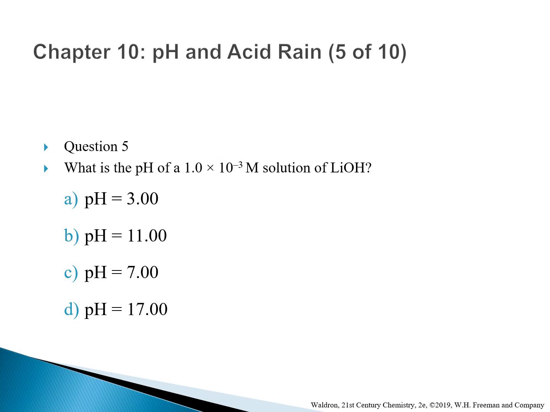Question 5. What is the pH of a 1.0 times 10 to the minus 3 molar solution of lithium hydroxide? A. pH equal to 3. B. pH equal to 11. C. pH equal to 7. D. pH equal to 17. Please pause your video here. The correct answer is choice B, pH equal to 11.